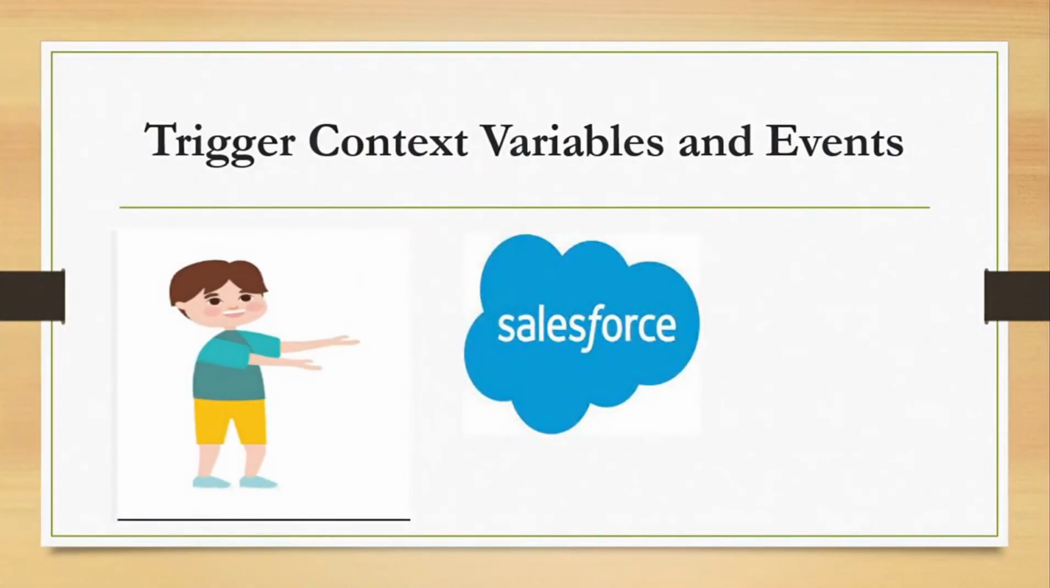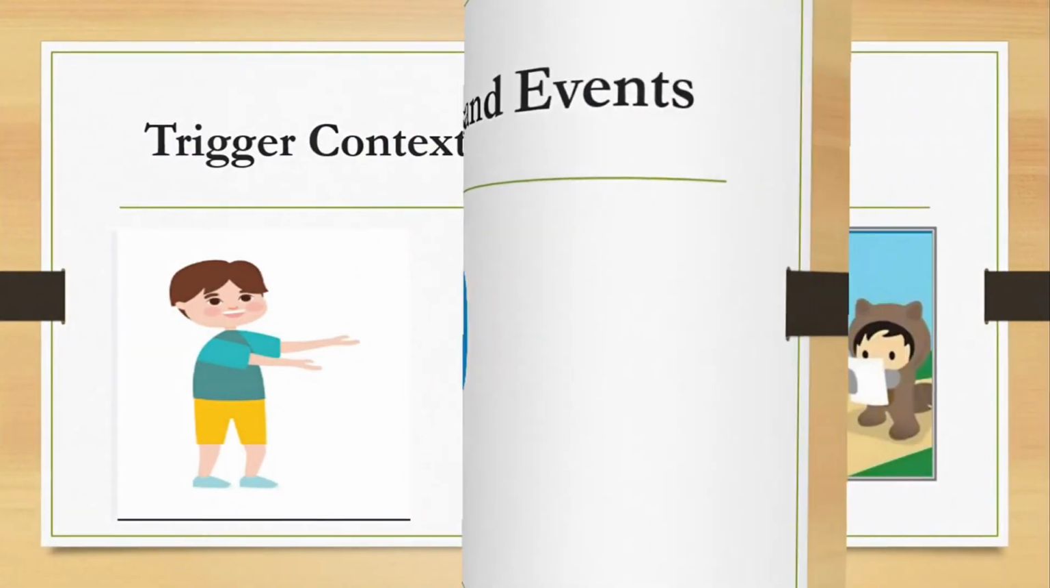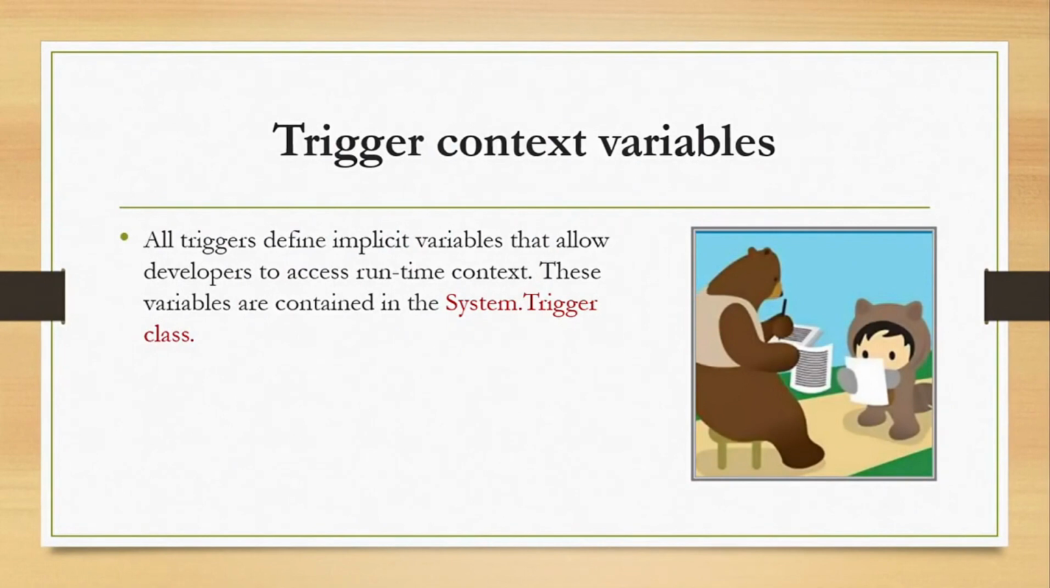What are trigger context variables and events? Trigger context variables are implicit variables that allow developers to access the runtime context. These variables are contained in the System.Trigger class. The types of trigger context variables are Trigger.isBefore, Trigger.isAfter, Trigger.isInsert, isUpdate, isDelete, isUndelete, Trigger.size, Trigger.isExecuting, Trigger.new, Trigger.oldMap, Trigger.newMap, and Trigger.operationType, an enum type.